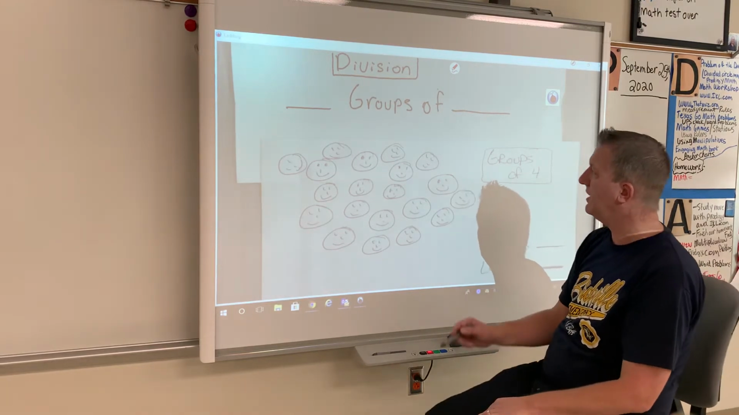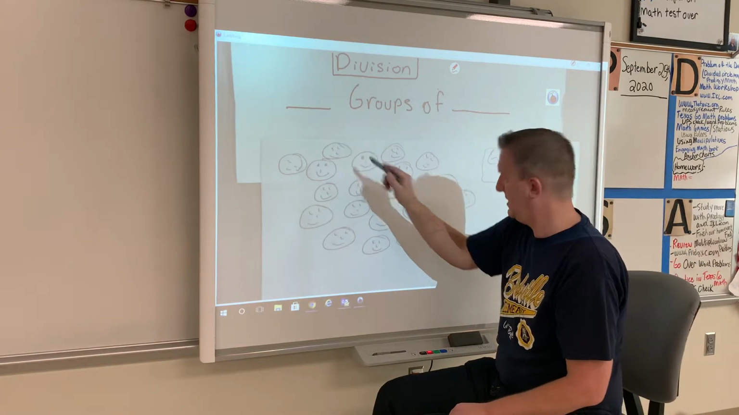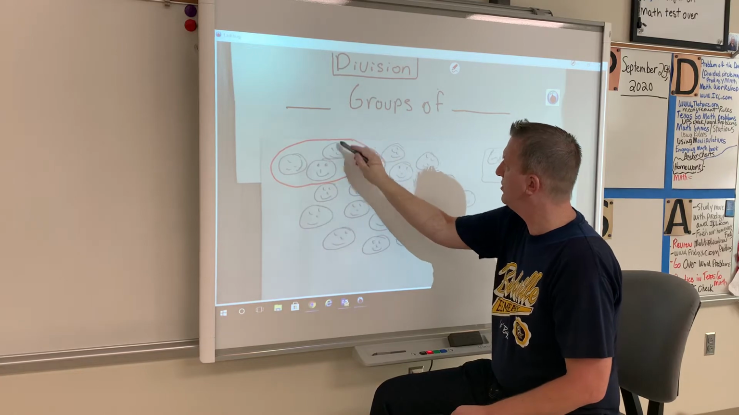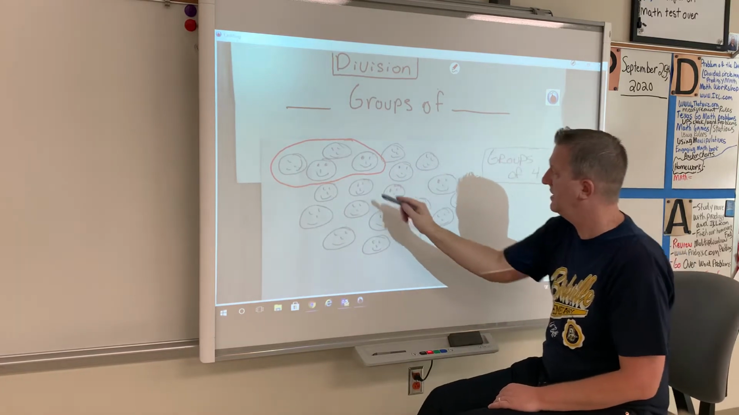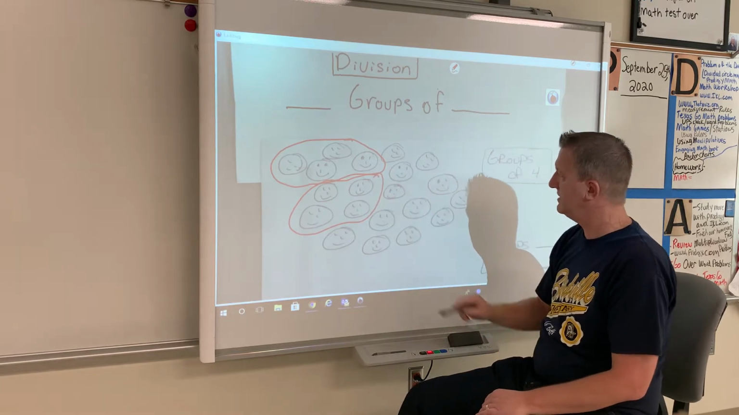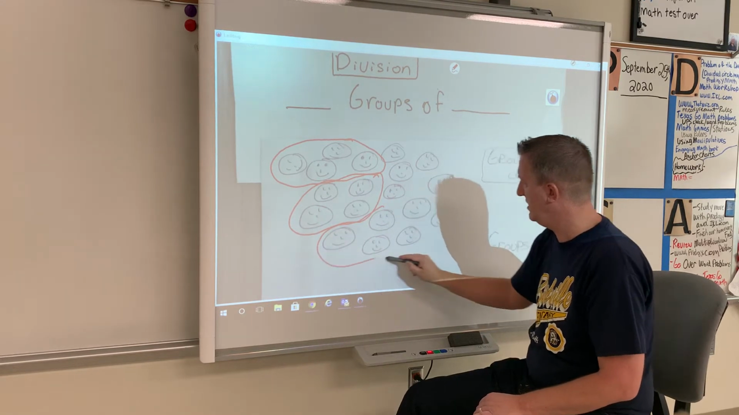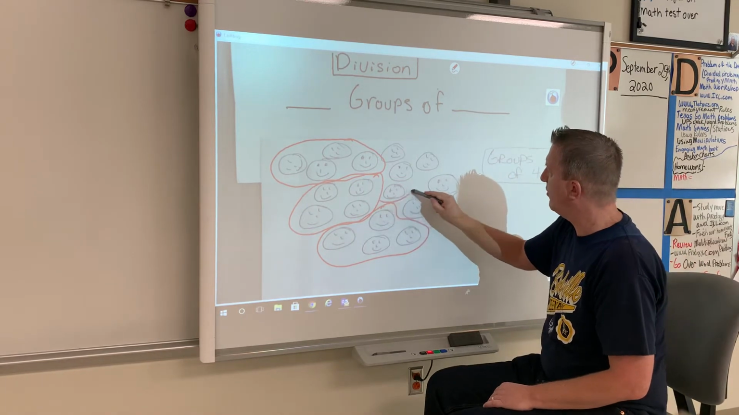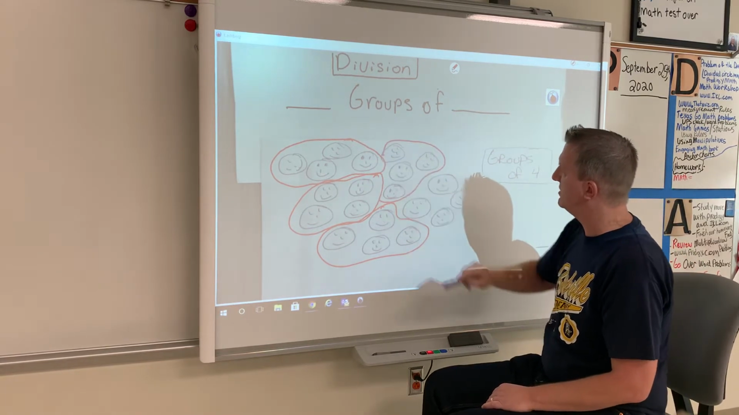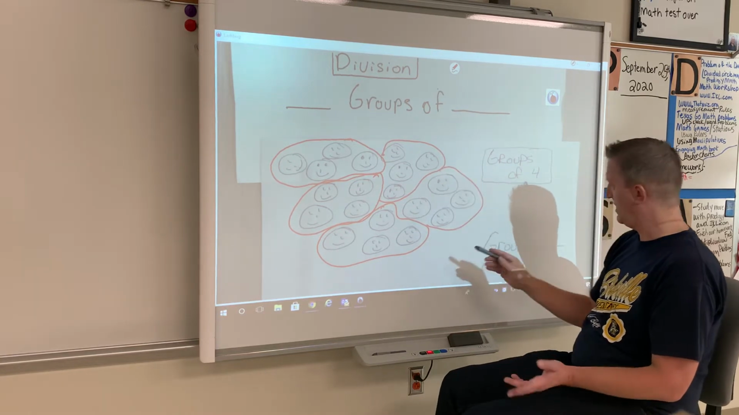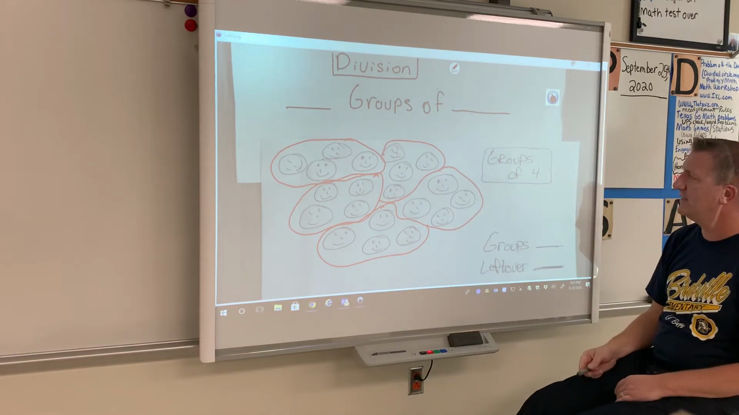All right, here we go. Okay, I'm going to start with, here's one group of smiley faces. Here's a second group of smiley faces. Here's another group of 4. So I need 4 in each group. There's another one, and there's another one. I think I'm all out of smiley faces.